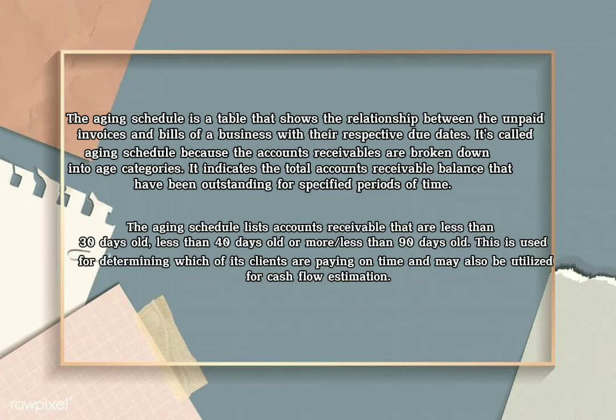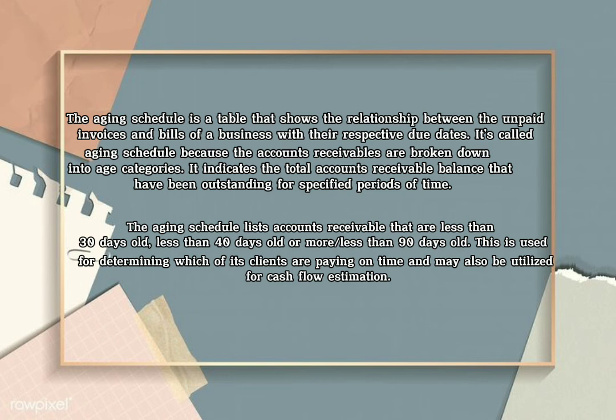The aging schedule is a table that shows the relationship between the unpaid invoices and bills of business with their respective due dates. It's called the aging schedule because the accounts receivables are broken down into age categories. It indicates the total accounts receivable balance that have been outstanding for specified periods of time. The aging schedule lists accounts receivable that are less than 30 days old, less than 40 days old, or less than 90 days old.